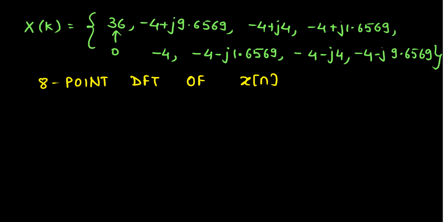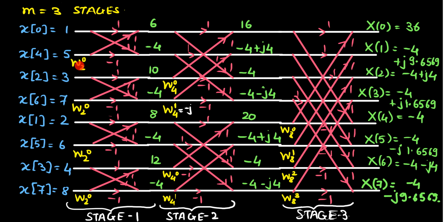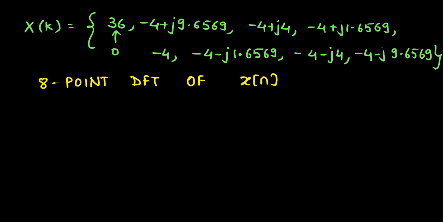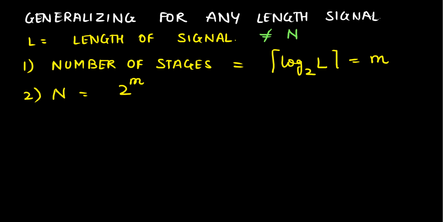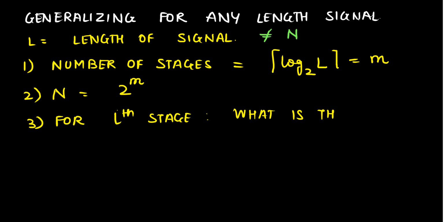Now once we have these stages, we need to decide the value of the twiddle factor for each stage. That is, we need to know what the twiddle factors would be at each stage. So we need the value of the subscript, as well as how much the value of the superscript is going to change. So basically, for the ith stage, what is the twiddle factor?